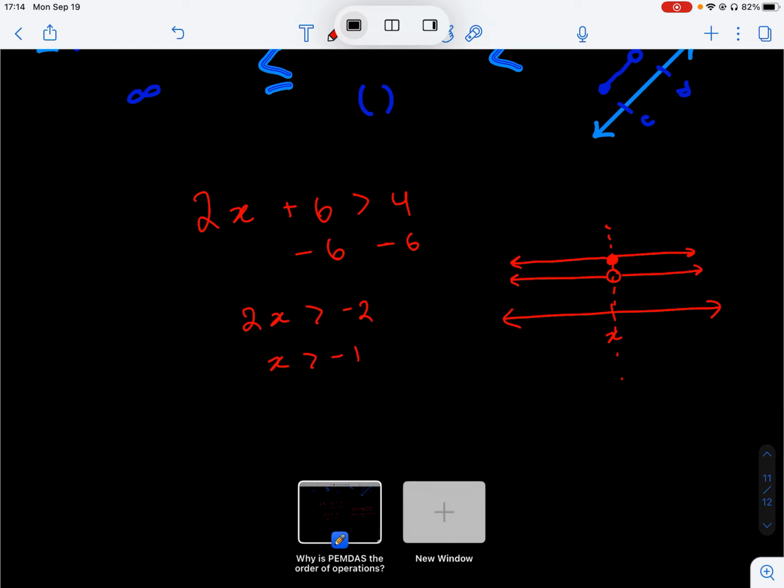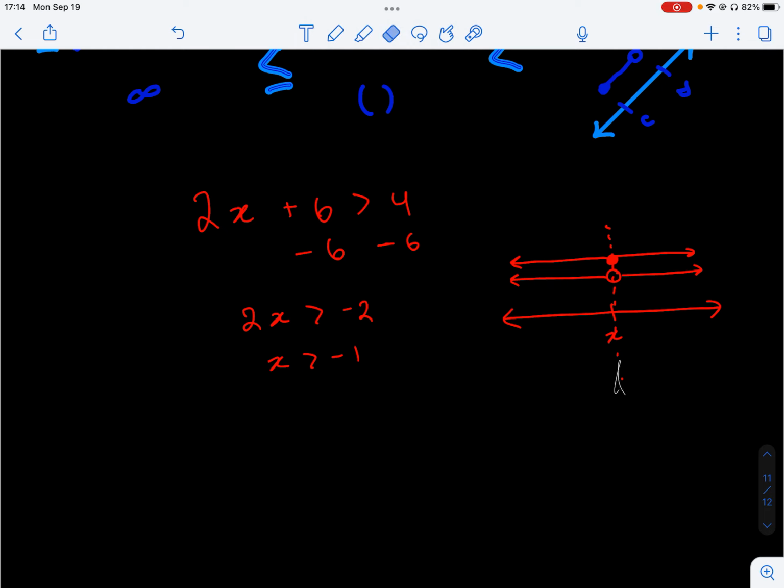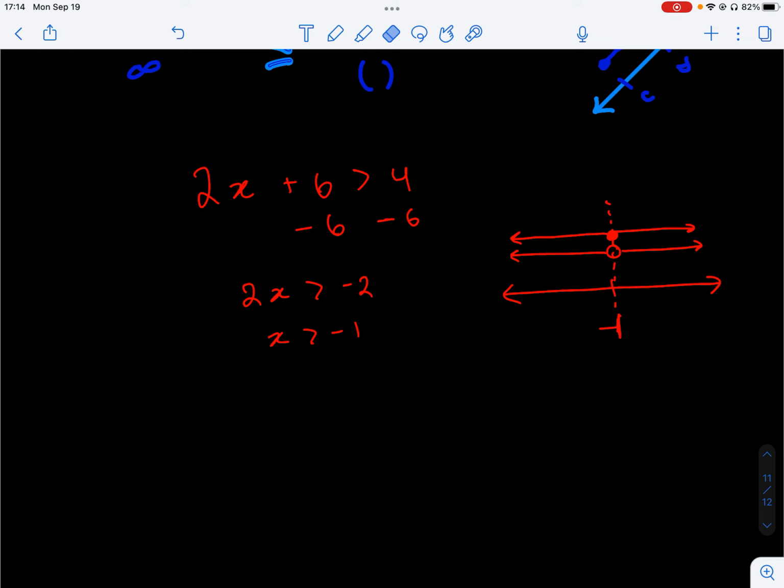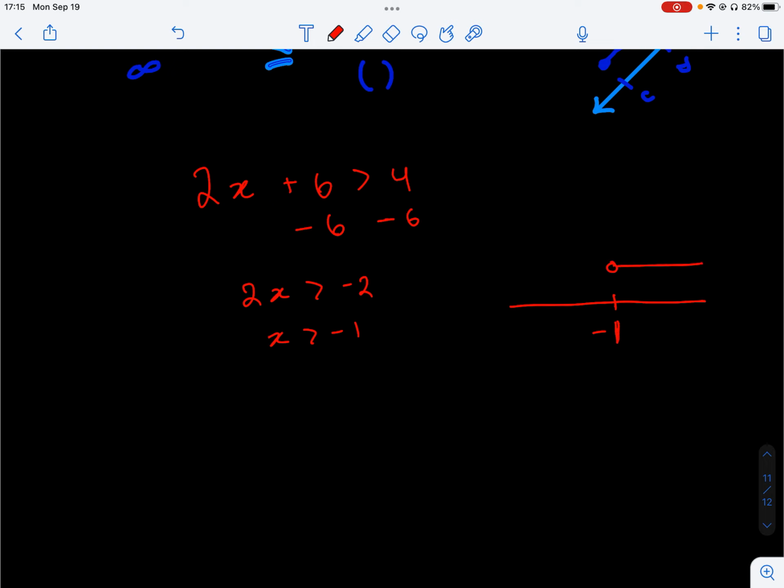If this was a negative 1 on my graph, I'm just going to draw a new graph entirely. All right, if I had my graph here, imagine a tick, there is negative 1 right there. Our graph would be starting at negative 1 and going to the right.